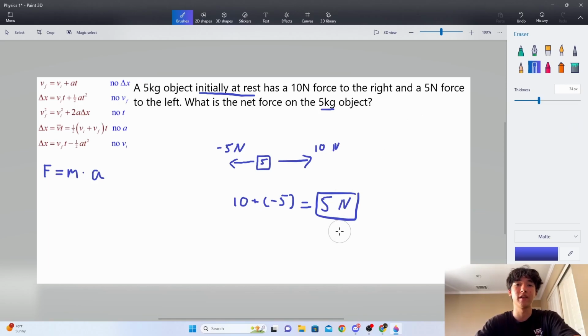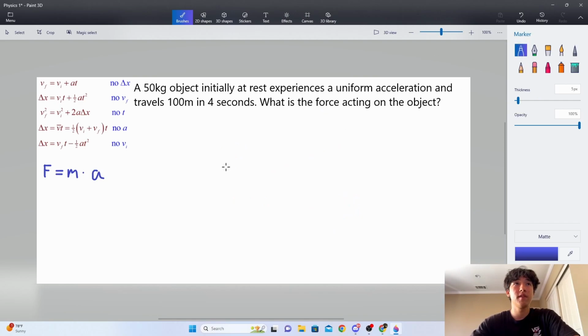Let's get into a more advanced one right now. So in this problem, there's a 50 kilogram object initially at rest, which experiences a uniform acceleration. And uniform acceleration kind of just means that there's a constant speeding up or slowing down. So it's initially at rest and travels 100 meters in 4 seconds. So it's speeding up a constant amount in 4 seconds. What is the force acting on the object?